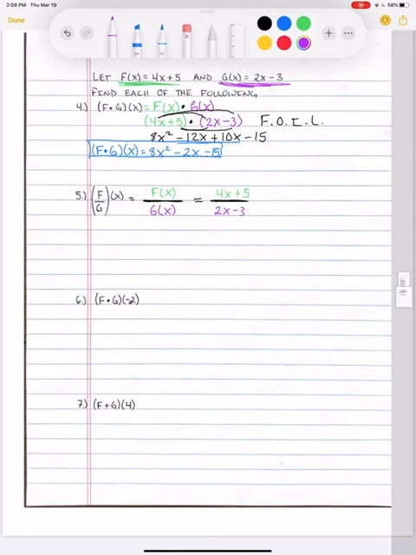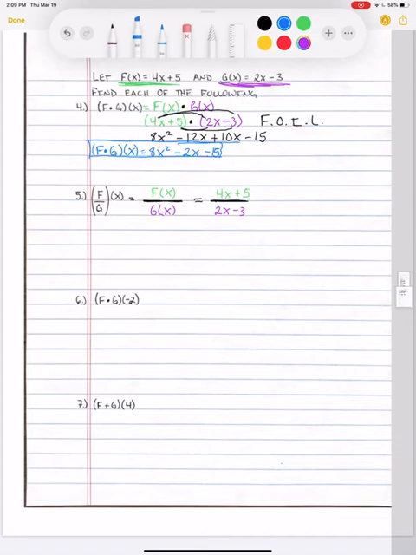Now I'm being asked to divide here. Some students might get confused and say, oh, well, I can divide 4 by 2, so 4x divided by 2x, that just leaves me with 2. So up top, I'd have 2 plus 5, and that's 7, and then I have a negative 3 at the bottom, so it's 7 over negative 3. That's not accurate.